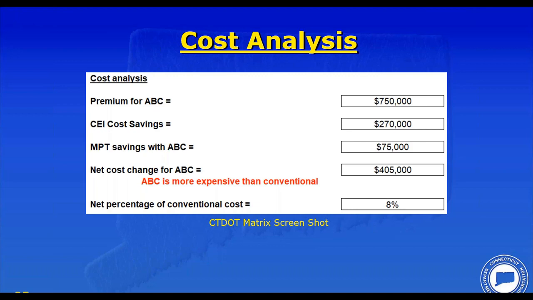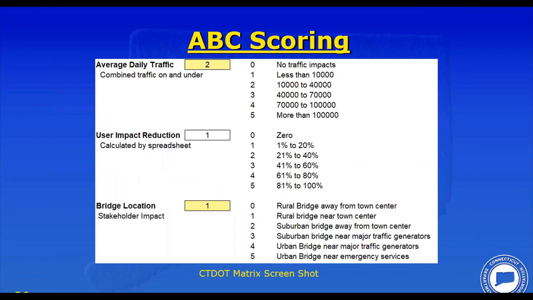So let's recap a little bit. We have a project where the user impact is pretty much a wash between ABC and conventional construction. However, ABC is probably going to cost more. So let's see how that impacts the scoring. So we walk through our scoring calculations.